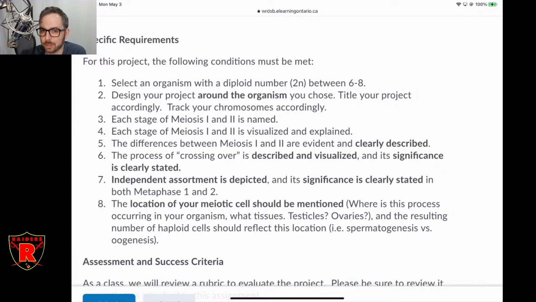So pick a 2n of 6 or 8, I should say, not 6 to 8, because 7 won't work. I really should change the wording there. But anyway, you can pick 6. You don't have to pick 8. People are like, well, why would I pick 8? No reason. I just wanted to give you more options for organisms that you could choose.